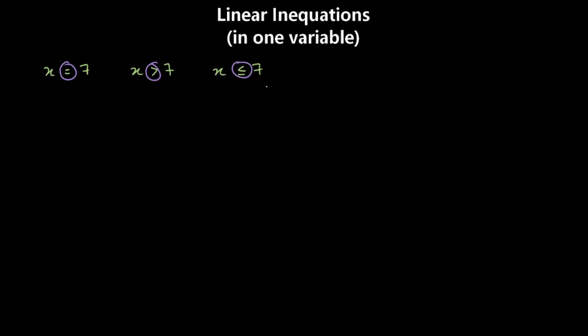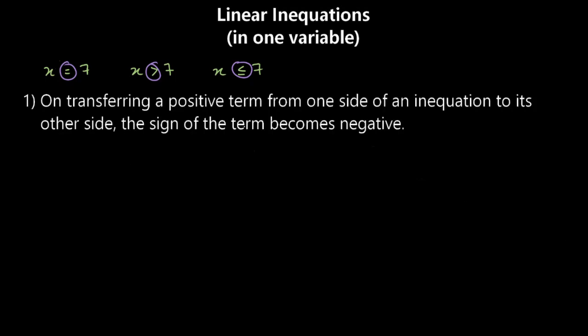Let's just go through certain rules to solve sums based on inequations. A lot of them are rather intuitive and what you've also studied in your previous classes, so it should be quite simple. The first one is on transferring a positive term from one side of an inequation to the other side, the sign of the term becomes negative. Rather simple. So for example, if I have x plus 3 greater than 7, I'm transferring this plus 3 from one side to the other, and the rule tells us that it becomes negative. So x would be greater than 7 minus 3, right? So we take a plus 3 from one side, take it to the other side, it becomes minus. We already knew that.